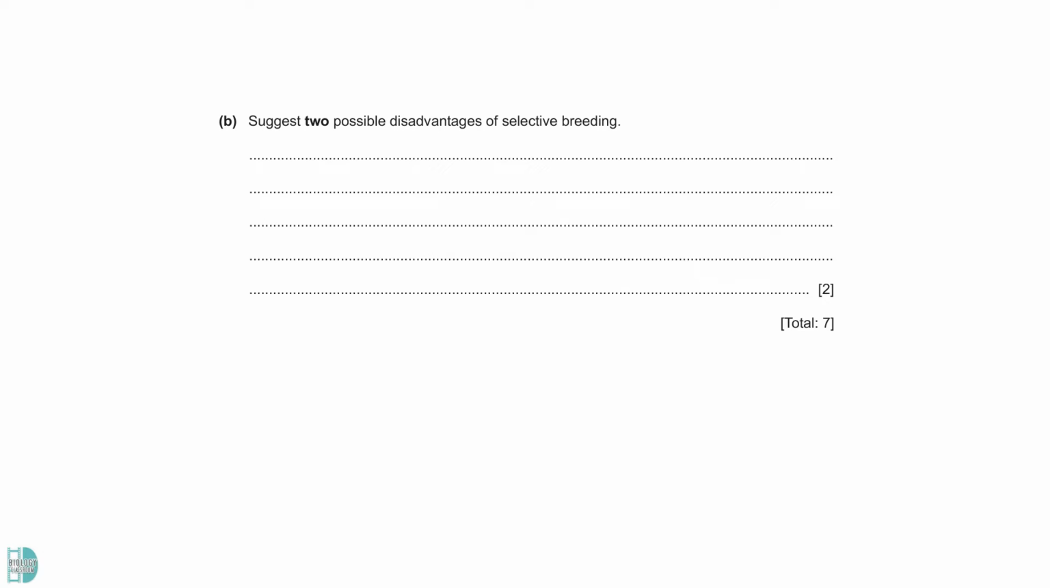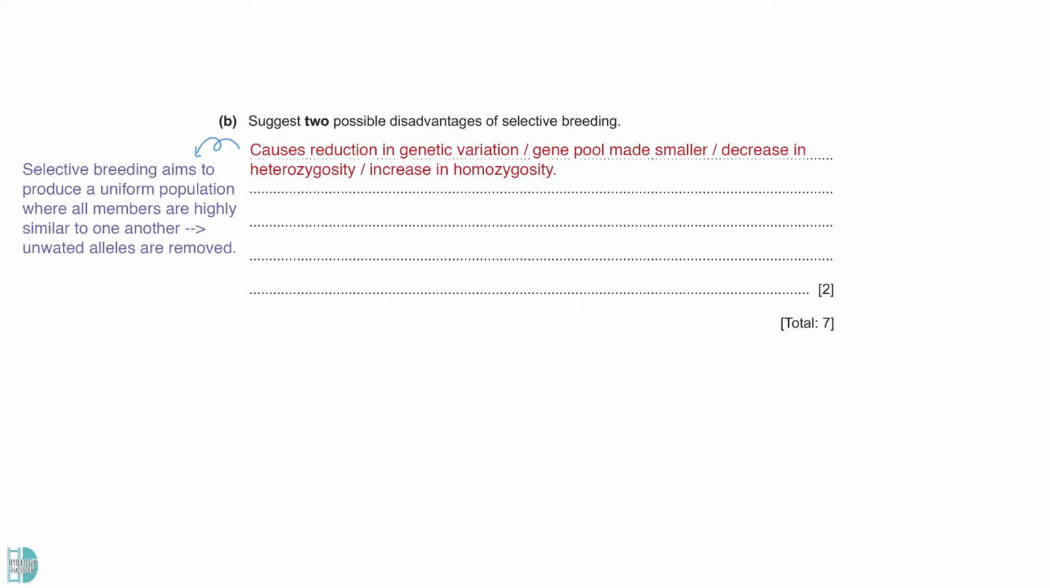B. Suggest two possible disadvantages of selective breeding. Selective breeding aims to produce a uniform population where all members are highly similar to one another. This causes a reduction in genetic variation. When we continually remove members with unwanted alleles, the gene pool becomes smaller. Eventually, there will be a decrease in heterozygosity and an increase in homozygosity.